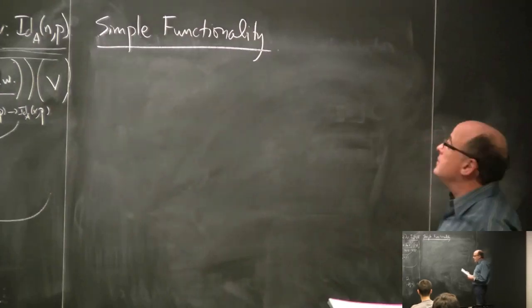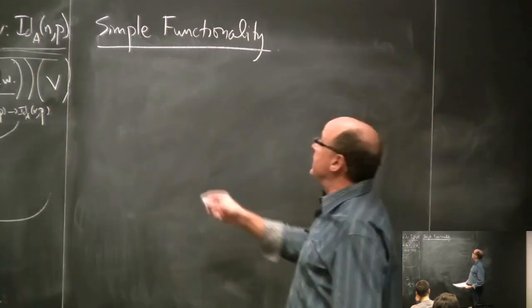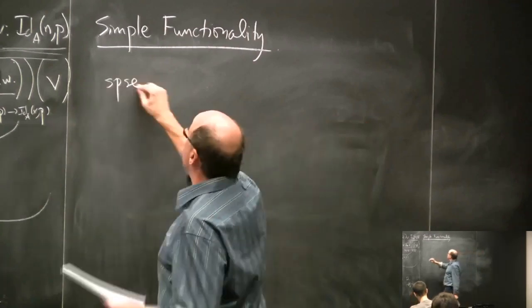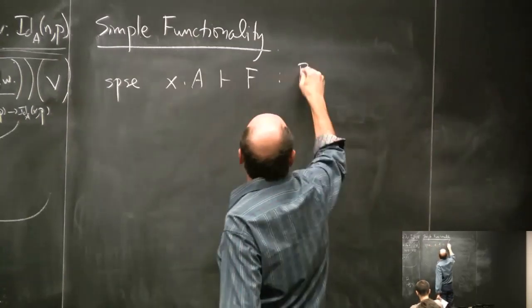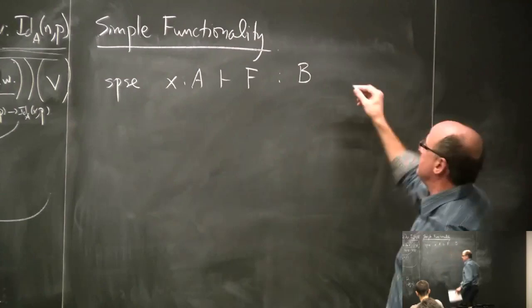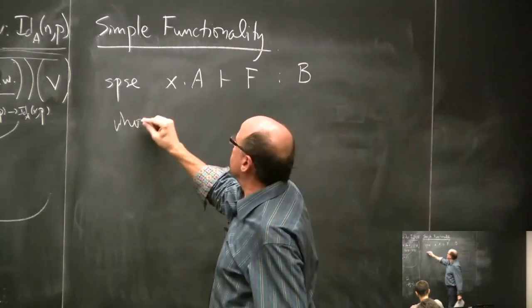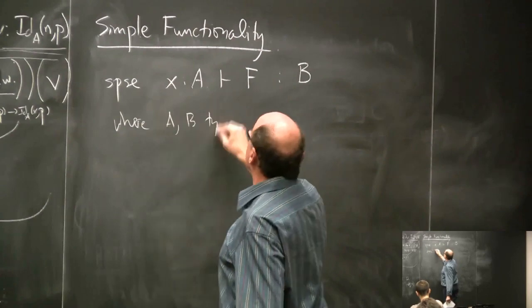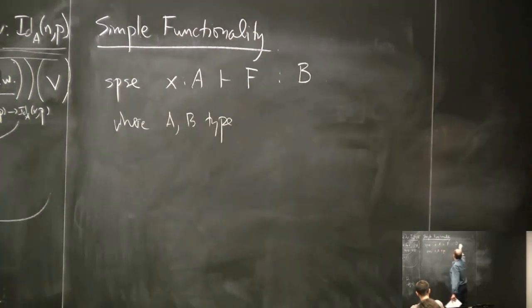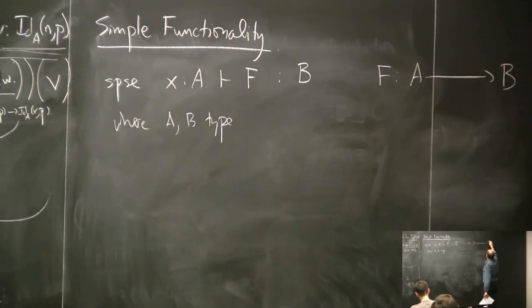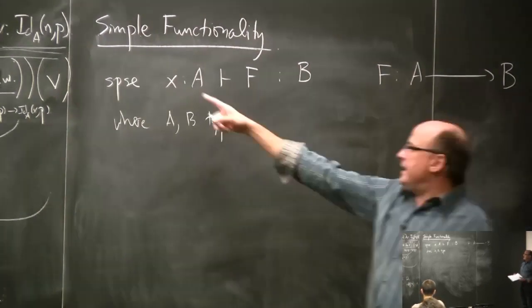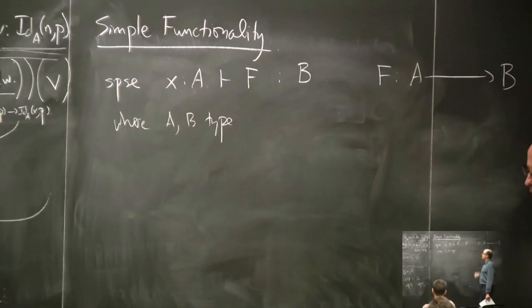So what I want to talk about first is what is called simple functionality. Suppose we have an open term, I'll write it like this, f, to remind you that it's a map from A to B, where A and B are types. That's why it's called simple functionality: B doesn't depend on x. We'll worry about that case later. We can think of this in diagrammatic notation as a map from A to B, not necessarily an element of the function type, but I just have something that has a free variable of type A in it, and it computes something of type B.